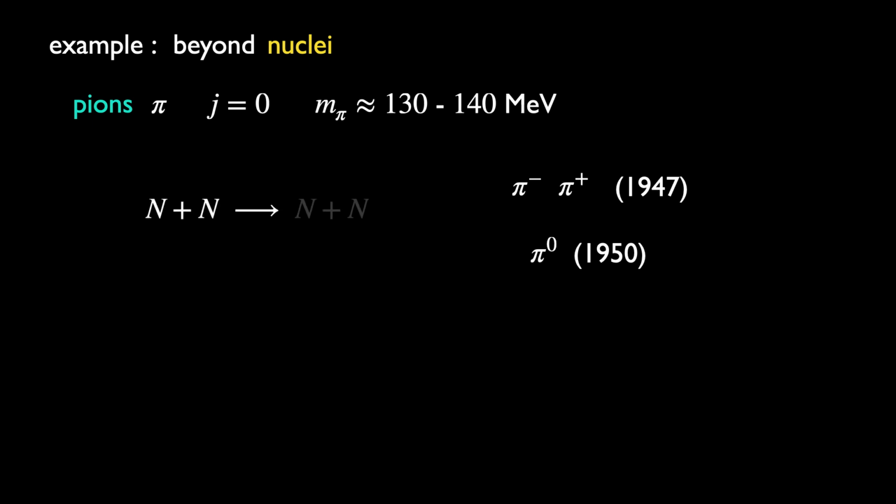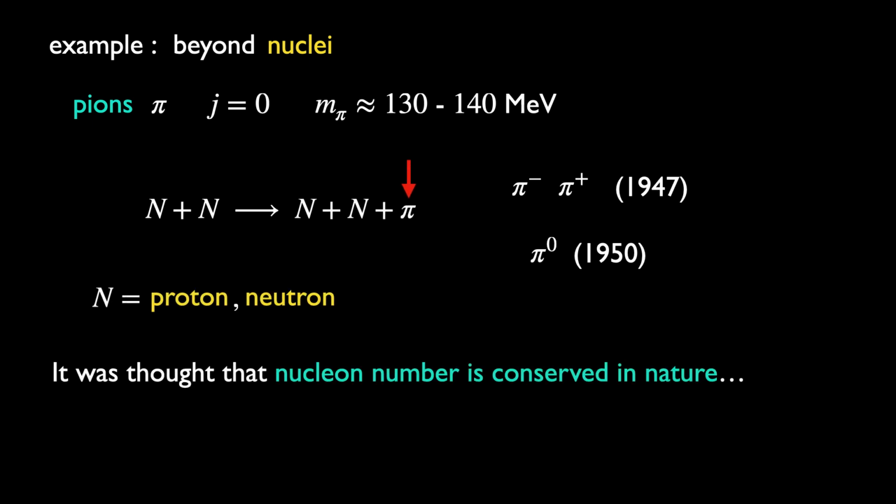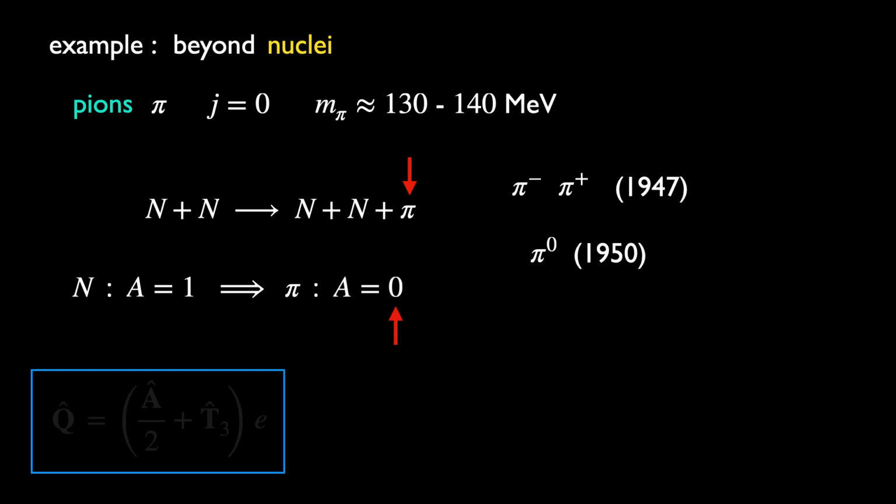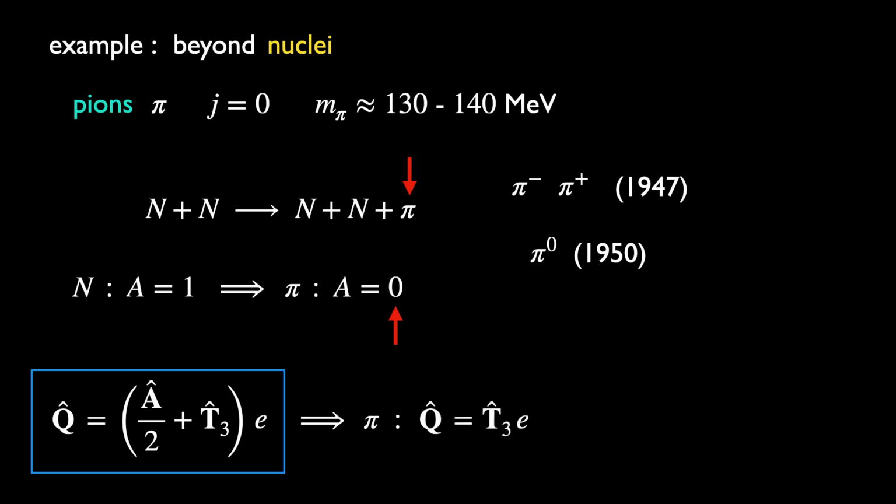Typically, pions are produced in nucleon-nucleon scattering. It was thought that the nucleon number was conserved by any process in nature, not just for strong interaction. From this interaction, the pion must be assigned a nucleon number of 0. Substituting this into our charge formula, the existence of charged pions implies that they must belong to an isospin multiplet, which contains the values +1 and -1 for T3.